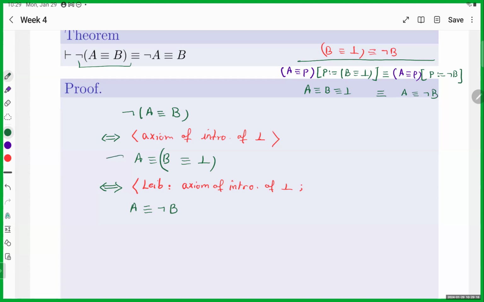So, and this is exactly what I want. That's how I'm able to write the negation: A is equivalent to negation of B. And this is exactly what you should do every time. Note that if I did not have this, you don't need Leibniz. It's just that they're equivalent. It's the axiom.